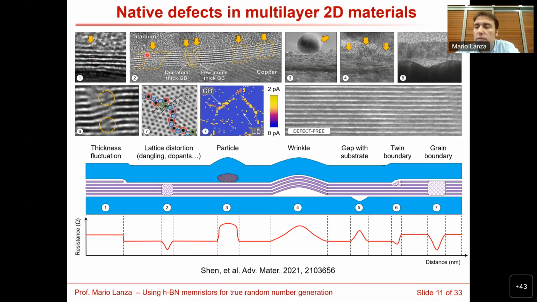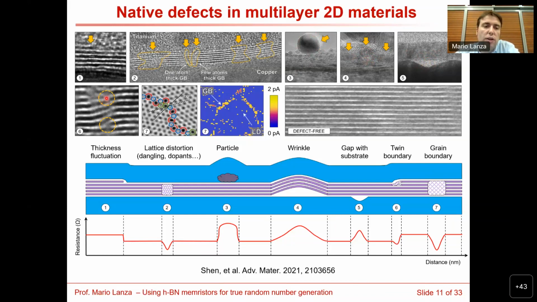You also have lattice distortions. So this 2D lattice is distorted and you have amorphous regions a few atoms wide. You can also have contaminants like polymers. You can also have wrinkles and gaps between the 2D material and the substrate. Okay, all these can alter the properties of the electronic device.